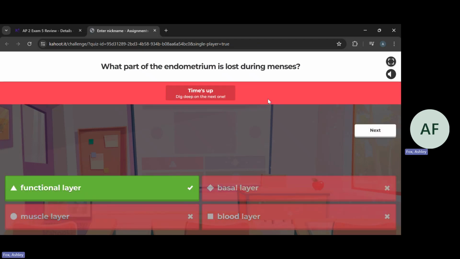What part of the endometrium is lost during menses? That's the functional layer. So that's where the glands are going to be enlarged. That's where everything is going to be ready for implantation if that does occur. If it doesn't, then it's lost during menses and then it's rebuilt again by the basal layer.